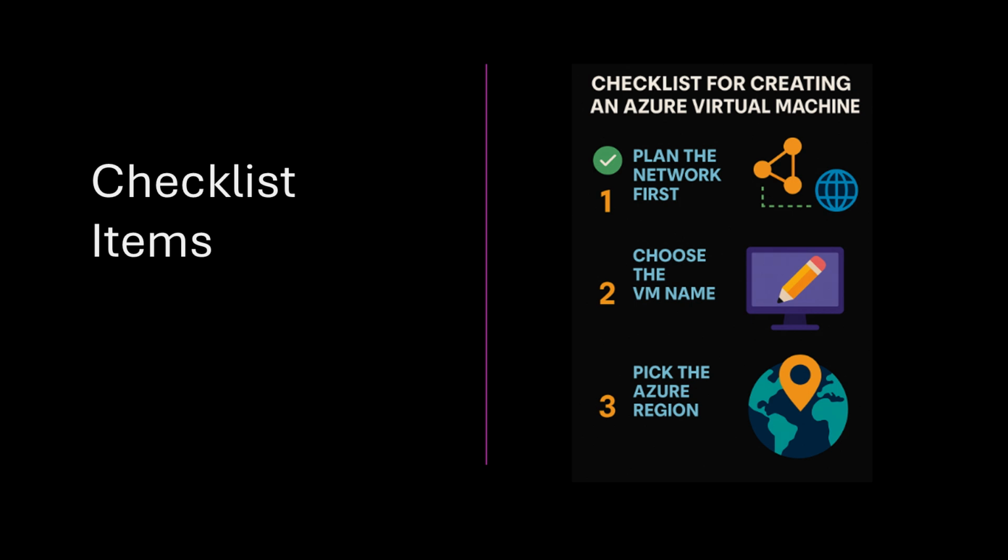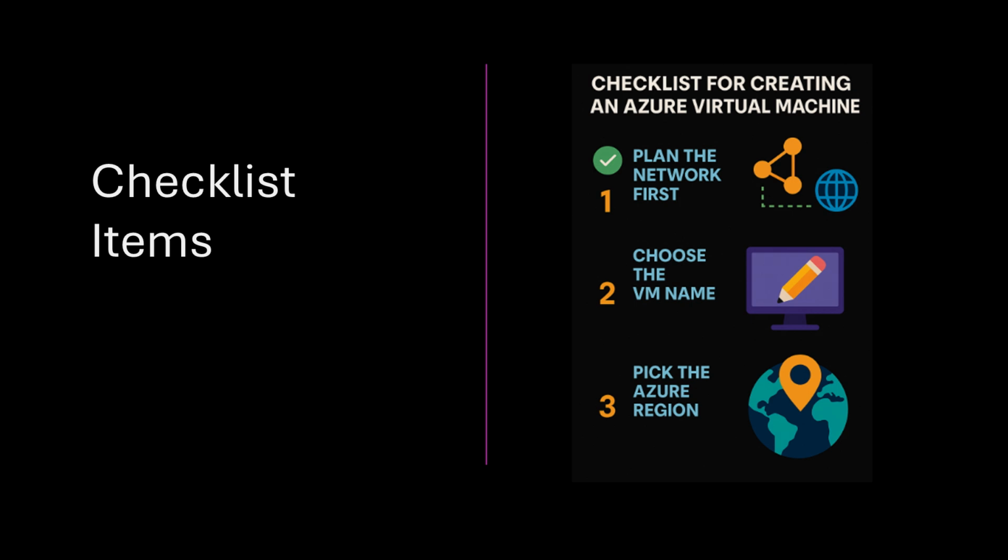Next, focus on securing your network. Use network security groups to control the flow of traffic at both the subnet and NIC levels. By defining inbound and outbound rules, you can lock down your environment to allow only what's necessary, keeping your VMs protected and your apps running smoothly.